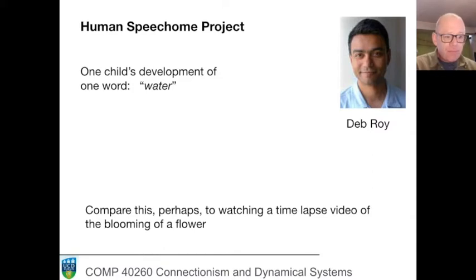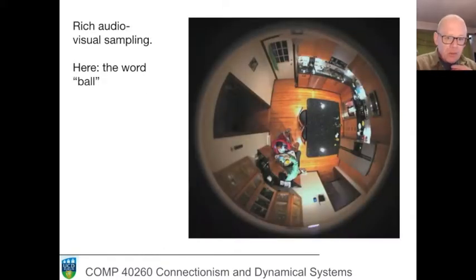Now, that was just audio data. The video and audio captured together allow rich audio-visual sampling, and so we can do something similar here for the word ball.